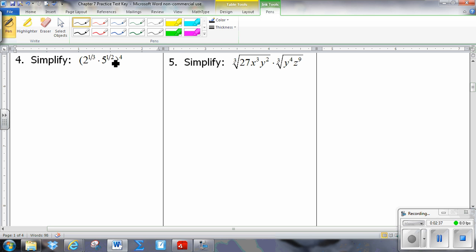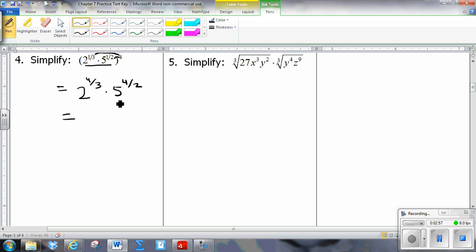Okay, so you got the 4th power of, this is one term because there are no pluses or minuses in here. So you are allowed to multiply the 4 in here. So that's going to be 2 to the 4/3 times 5 to the 4 halves.